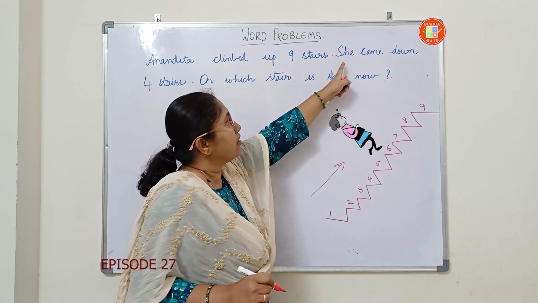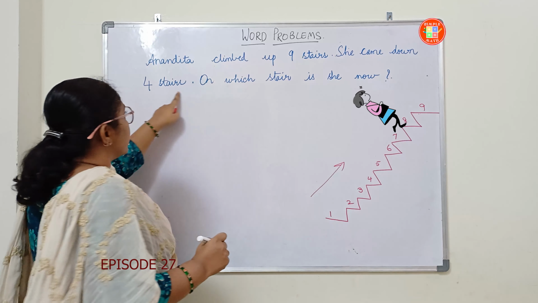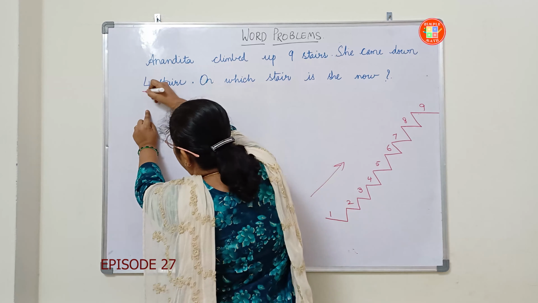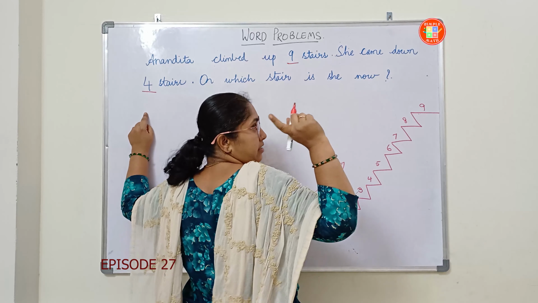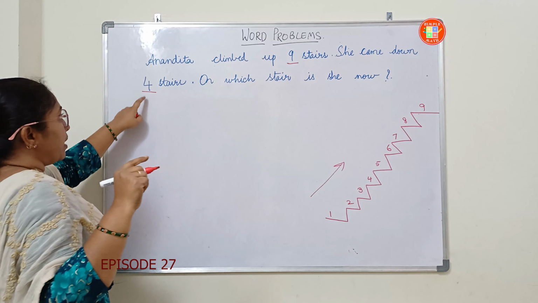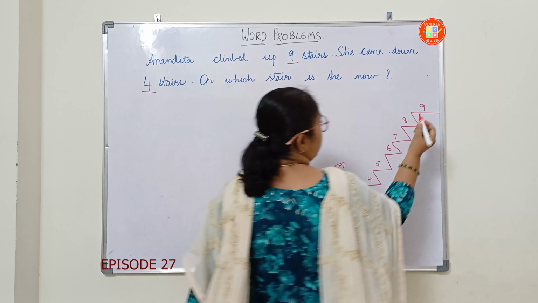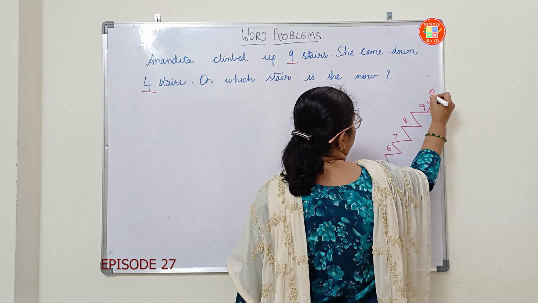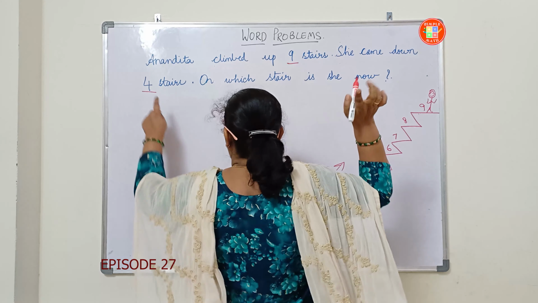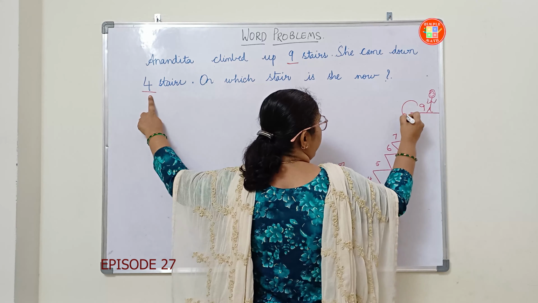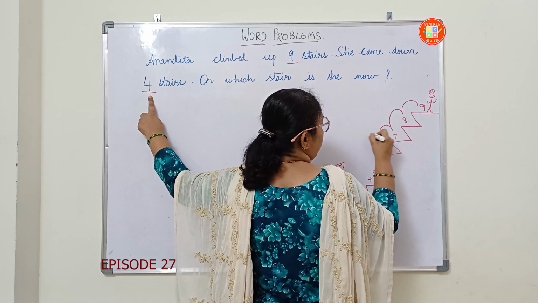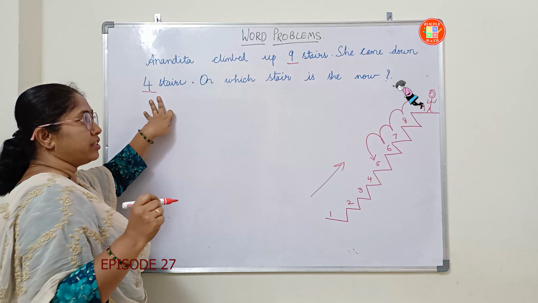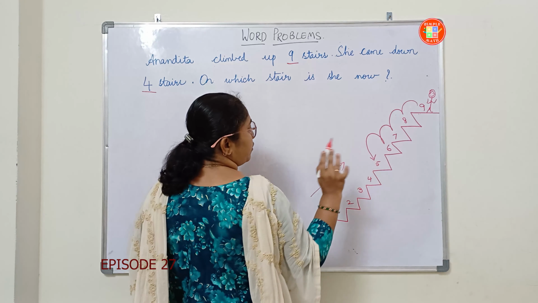Then they said she came down 4 stairs. What did she do next? She came down. How many stairs did she come down? 4. First she climbed up 9 stairs, then she came down 4 stairs. She is coming down. So 1, 2, 3, 4. We'll stop at the 4th stair.